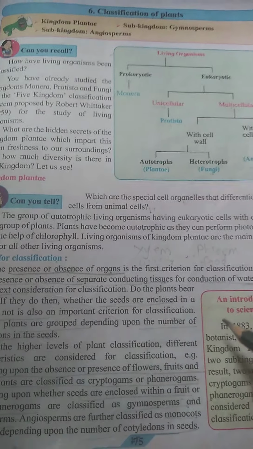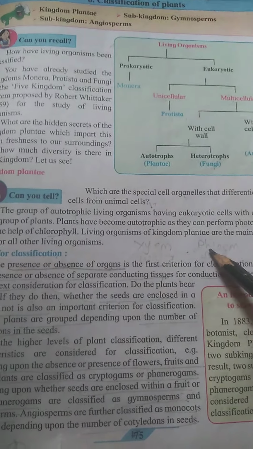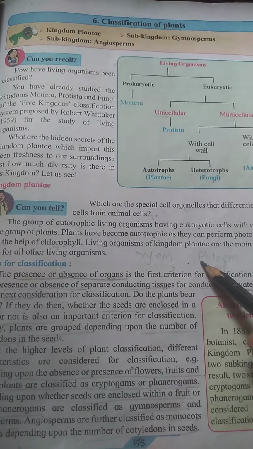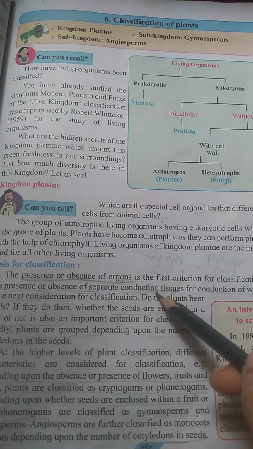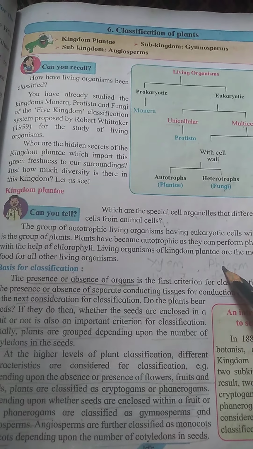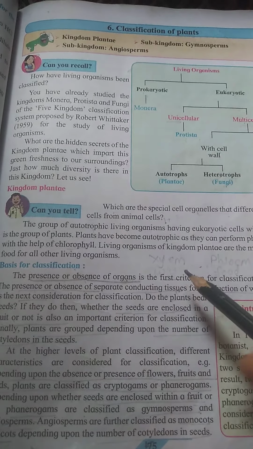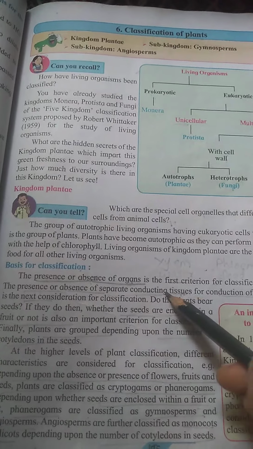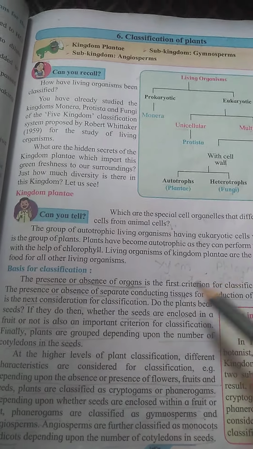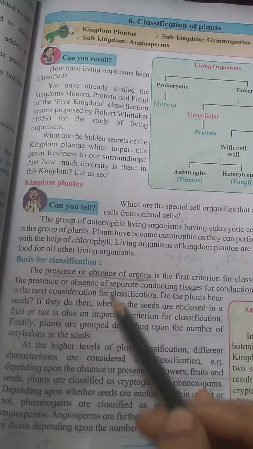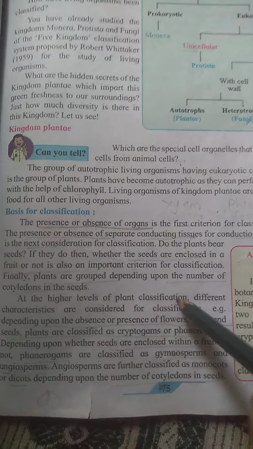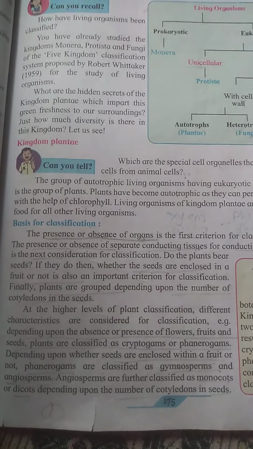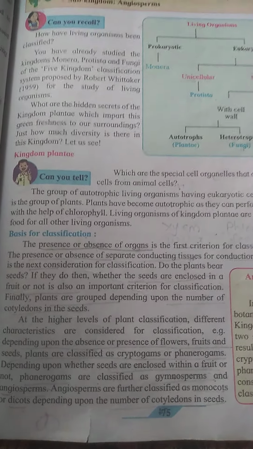Last time I explained about these things. If you don't remember, pho means food and xylem means water. So these are the two conducting tissues. Some plants do not have conducting tissues, but some plants have them. So these are some of the classification criteria. But at the higher levels, as you are in the higher classes, you are going to study plant classification in a different way, by different characteristics.